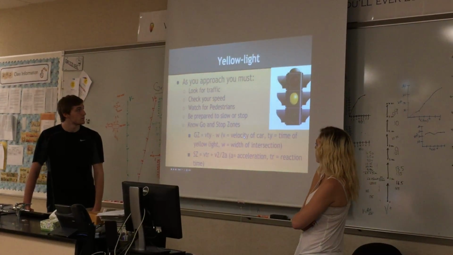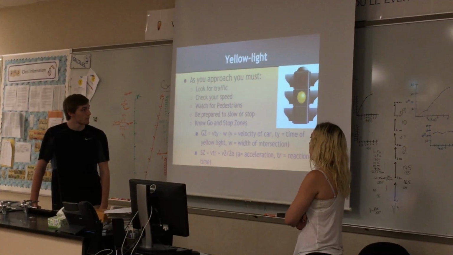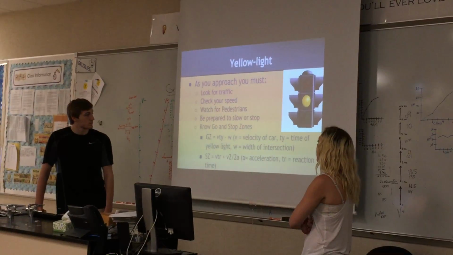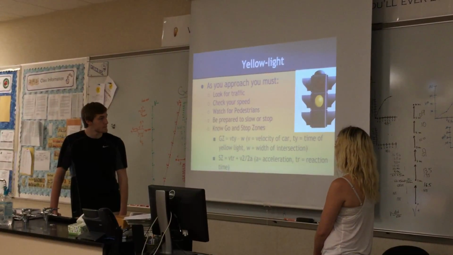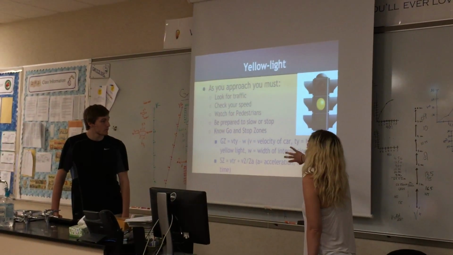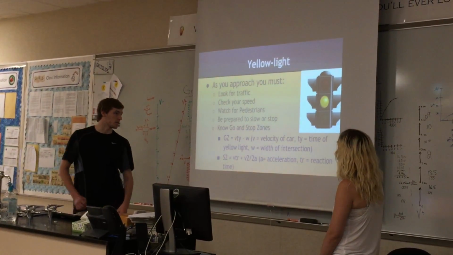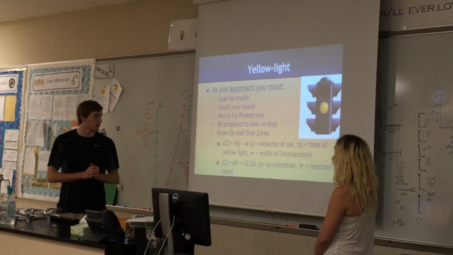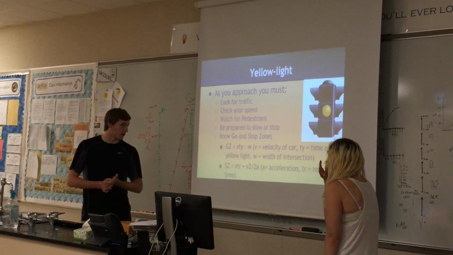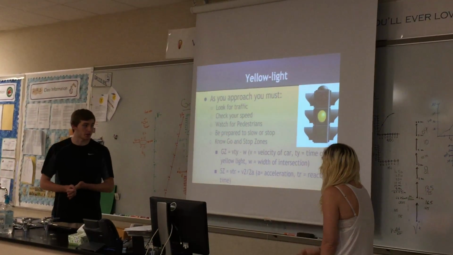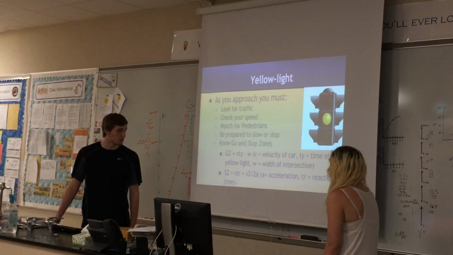Okay, so as you approach a yellow light, you have to look for traffic, check your speed, and watch for people walking across the streets. You have to be prepared to slow down or stop, and you have to know the go zone and stop zone, and these are the equations to find the go zone and stop zone. Go zone is the velocity of the car times the yellow light time minus the width of the intersection. And the stop zone is the velocity of the car times your reaction time plus your velocity squared divided by 2 times your acceleration.